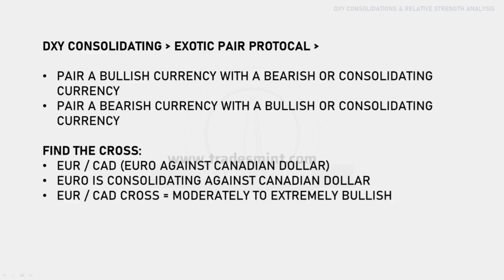Now we've got our exotic pair protocol. Pair up a bullish currency with a bearish currency or a consolidating currency, and pair up a bearish currency with a bullish currency or a consolidating currency. Now we're trying to find the cross. So we had that Canadian dollar chart which was bearish, and then we had that euro chart which was consolidating. Now we've got euro against the Canadian dollar paired up as our cross, and euro is consolidating, so it's moderately to extremely bullish in this case, euro Canadian dollar.